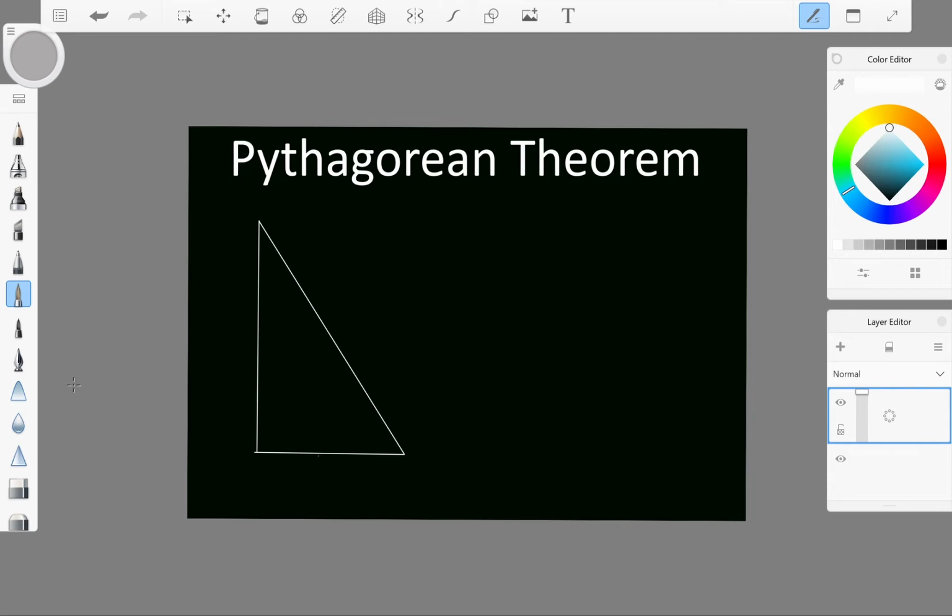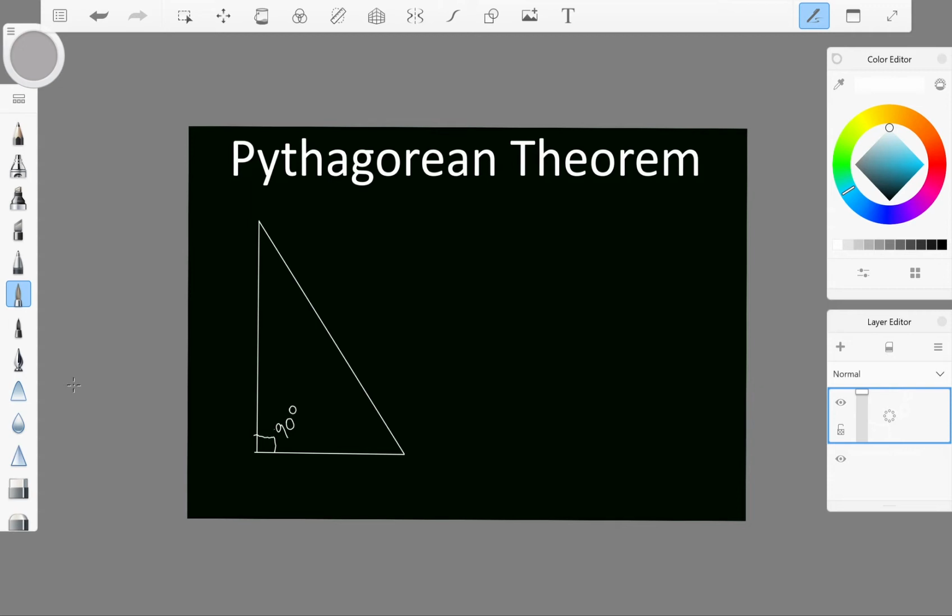So, to know our theorem, first we need to know more about right triangles. So to know about a right triangle, we need to know why it's called that. It's a right triangle because there's a 90-degree angle right here. That's a right angle. So right triangle. Okay? So now we need to know what each of the sides are called.